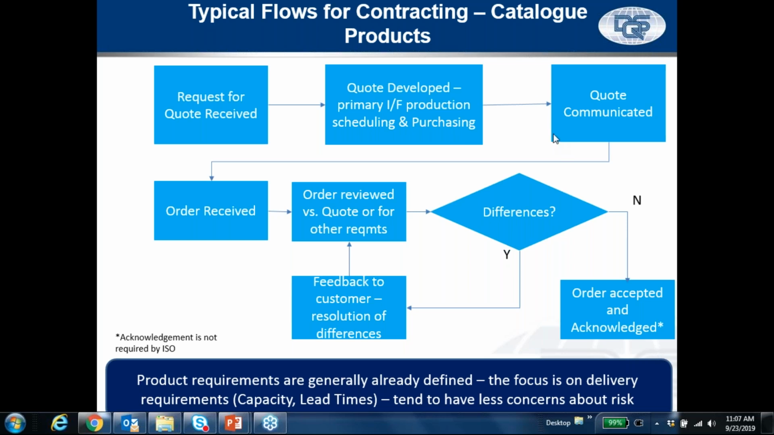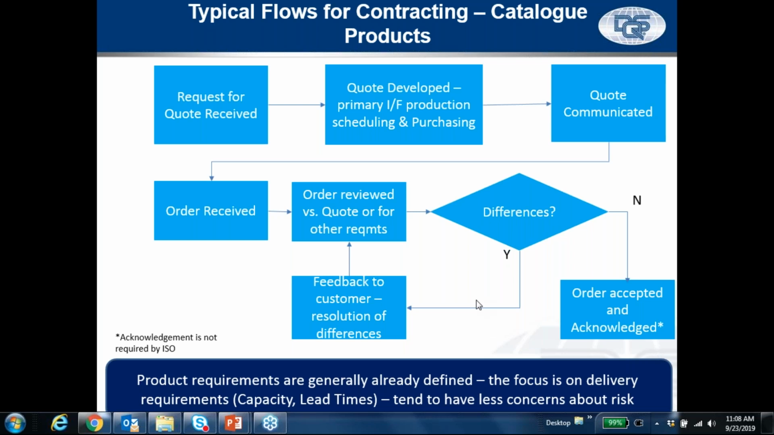A quote would be communicated, order would be received, and there should be some sort of review. There's not a standard requirement for this, but what we normally see, and again this is anecdotal, is you would take a quote, review it against the order, see if there are any differences, and then try to resolve those differences. Normally, orders are accepted and acknowledged. Again, acknowledgement is not an ISO requirement, so if you're writing people up for not acknowledging their orders, you're doing something outside the standard. In this type of business, the product requirements are already defined. The focus is on, can we meet the delivery requirements? And they tend to have less concern about risk, being lower risk business.